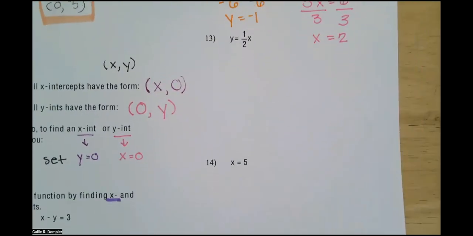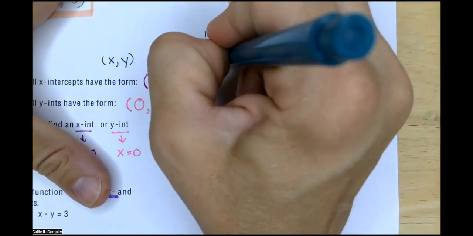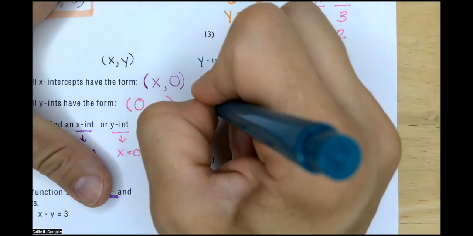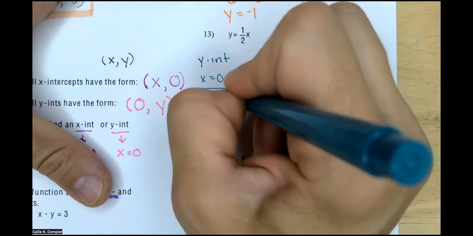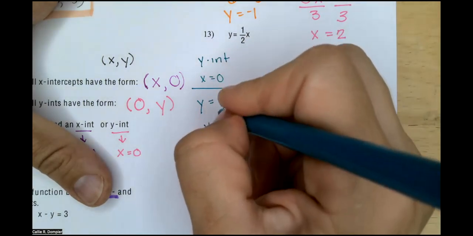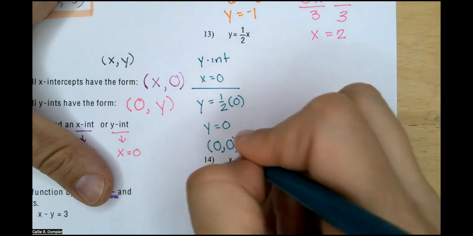Now we have y equals 1/2 x. Again, if it's my y-intercept, x is 0. Y equals 1/2 times x. When x is 0, y equals 0. So my y-intercept is 0, 0.